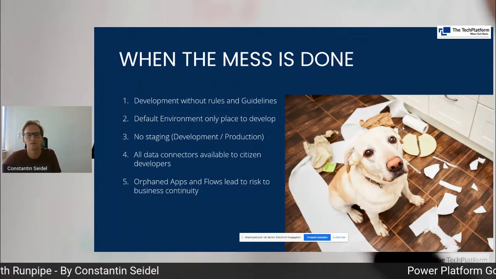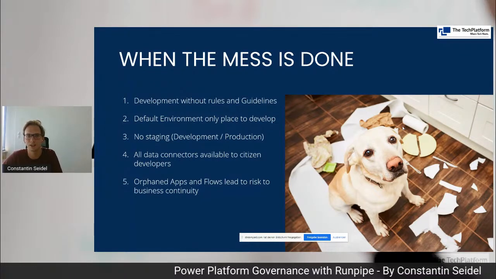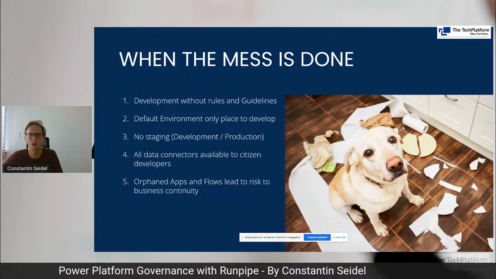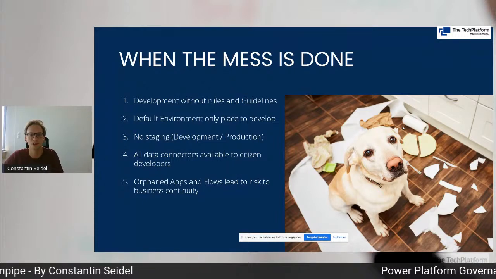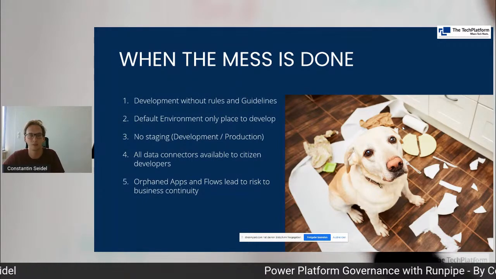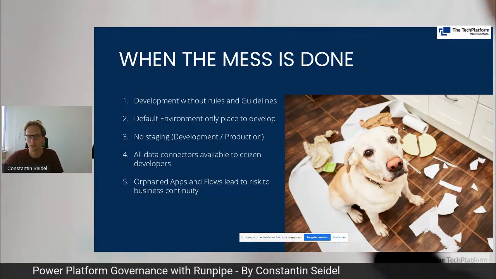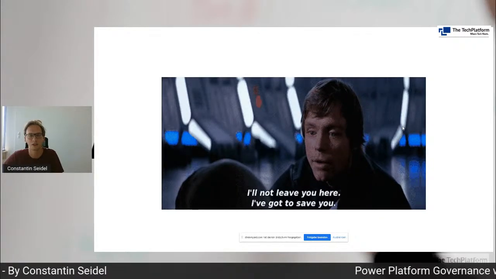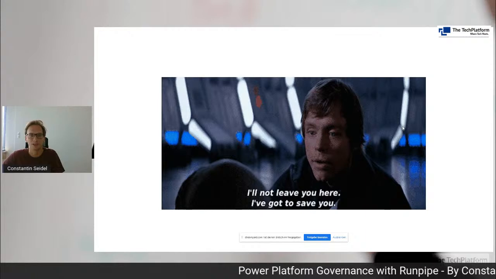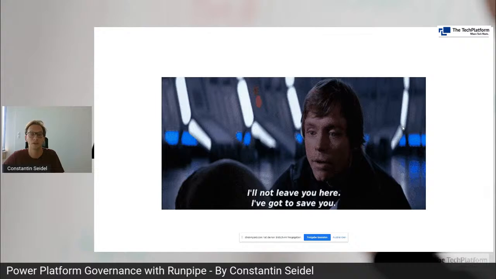It might lead to having many orphaned apps and flows spread around across your tenant, which don't work properly anymore, and lead to the risk of business continuity. Maybe some processes don't work anymore, but you don't have the person in place that can fix the problem. But this is what we want to talk about today: how can we either not get into this situation where you have this mess inside of your tenant, or, if this is already done, how you can clean it up.